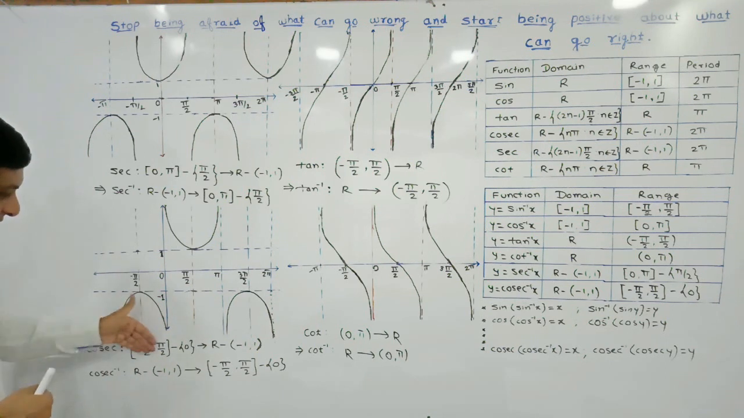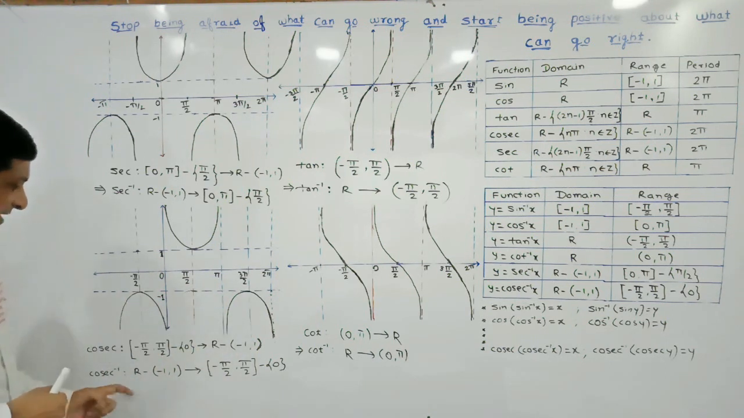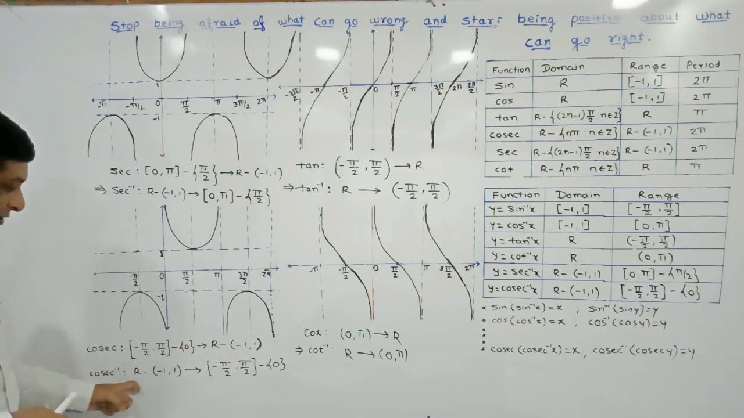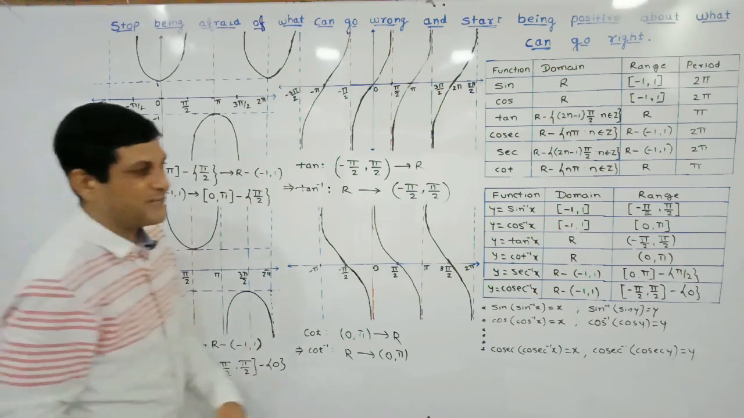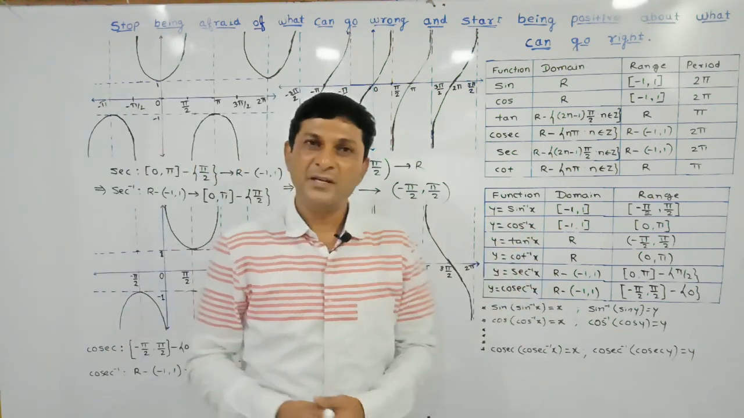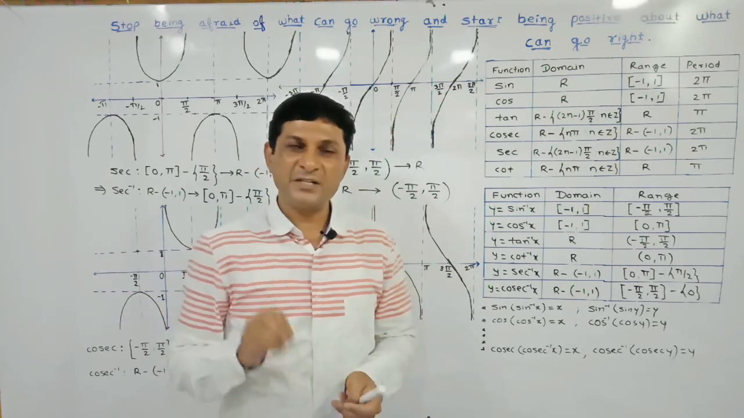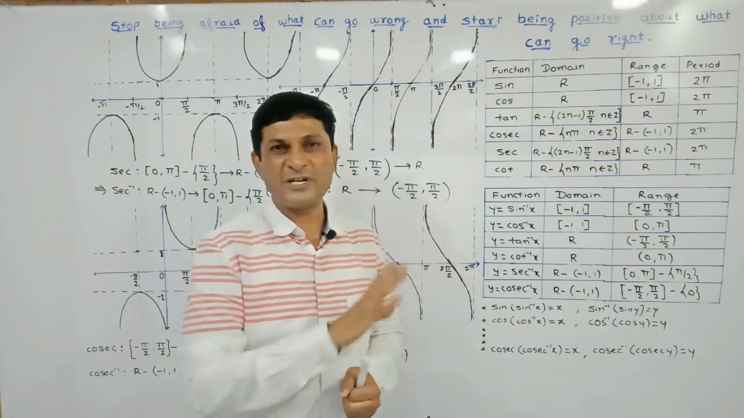If this function is from set A onto set B, then its inverse function will be from set B onto set A. That's why this will be its domain and this will be its range, which we have already written in this table. So all these are the important results related to the inverse trigonometric function.